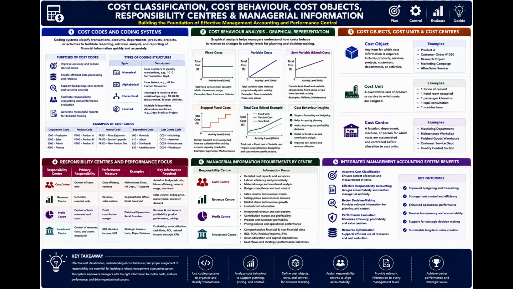Profit center managers need integrated reports containing both revenue and cost data to evaluate divisional profitability, pricing policies, and product performance. Investment center managers require comprehensive financial and non-financial information, including profitability, asset utilization, cash flows, capital expenditure, return on investment, residual income, and strategic performance indicators to optimize long-term organizational value. Consequently, management accounting systems must provide customized information appropriate to each managerial responsibility level, ensuring effective planning, control, performance evaluation, and strategic decision-making across the organization.